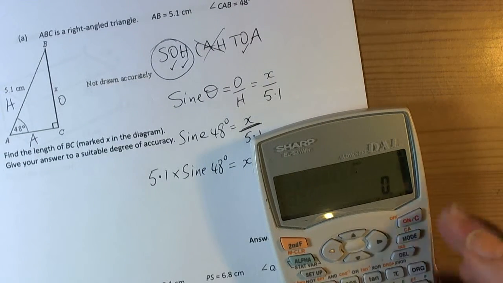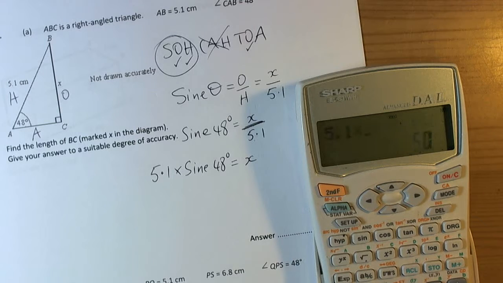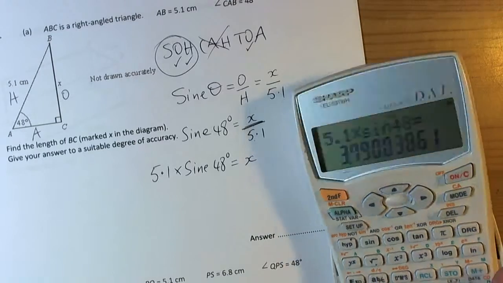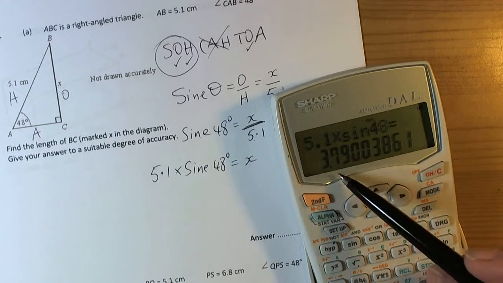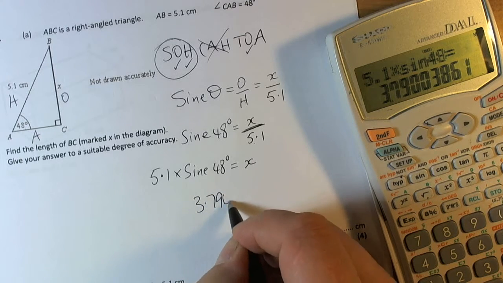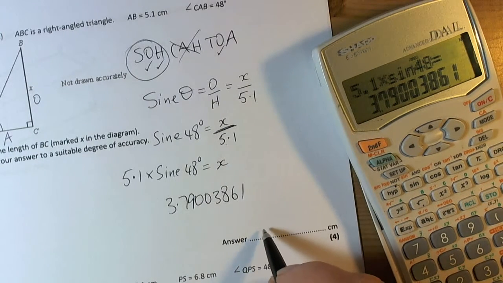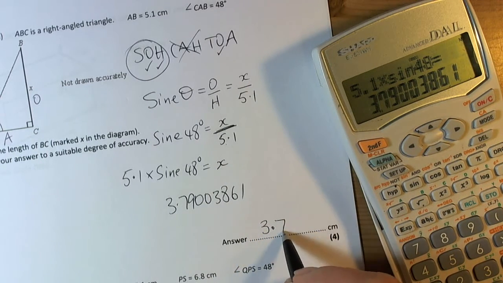So again, make sure I calculate it in degrees mode. So make sure it's got a deg there. So we're going to do 5.1 times the sine of 48 degrees equals, so to three significant figures, 3.79, but of course we should always write down all the figures on our calculator to start with, and then show the rounding, so 3.79.